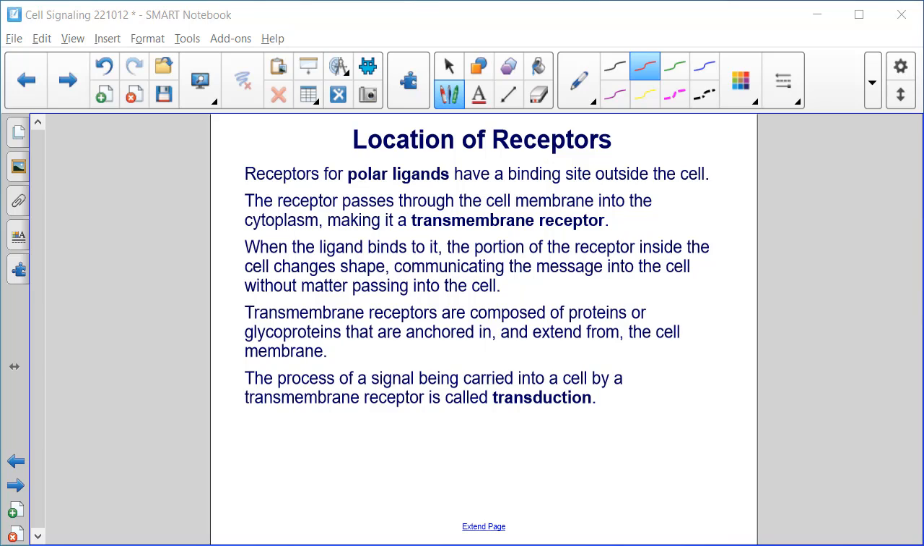Transmembrane receptors are composed of proteins or glycoproteins that are anchored in and extend from the cell membrane. The process of a signal being carried into a cell by a transmembrane receptor is called transduction.